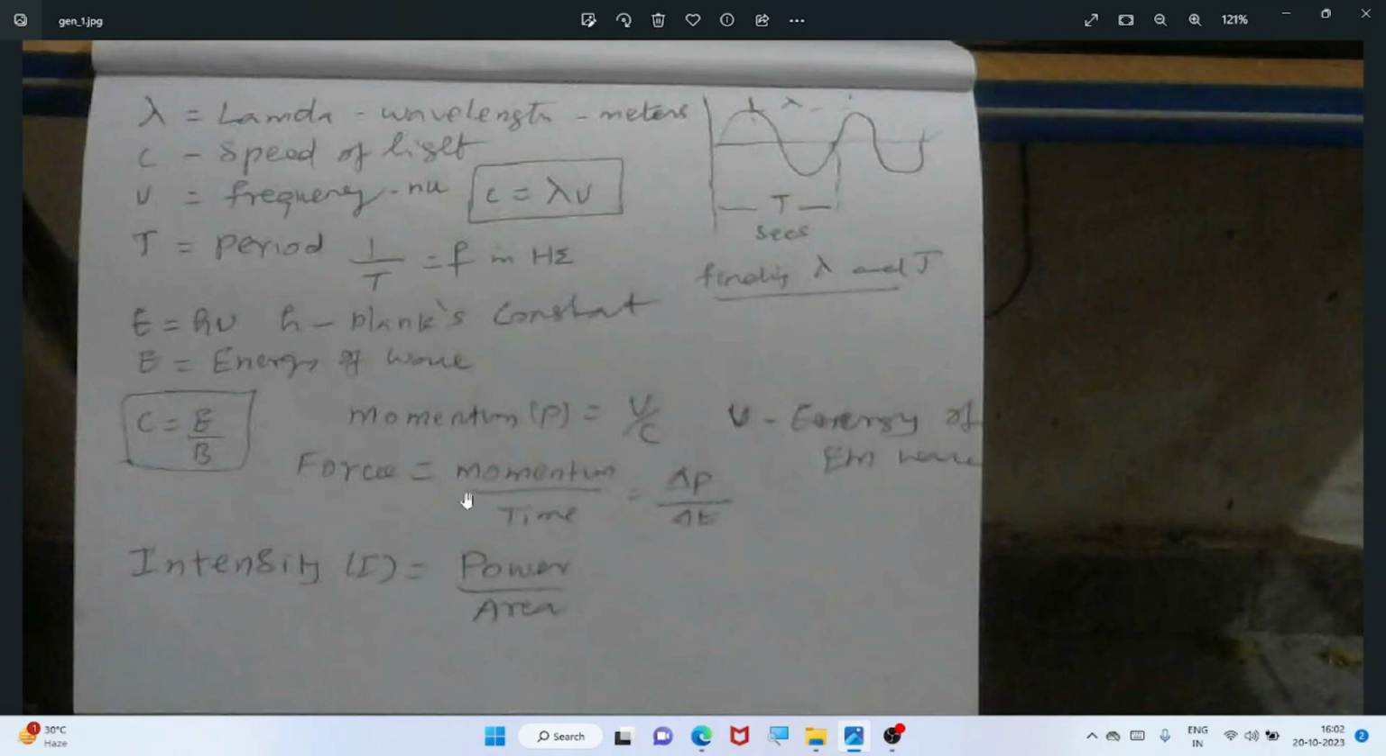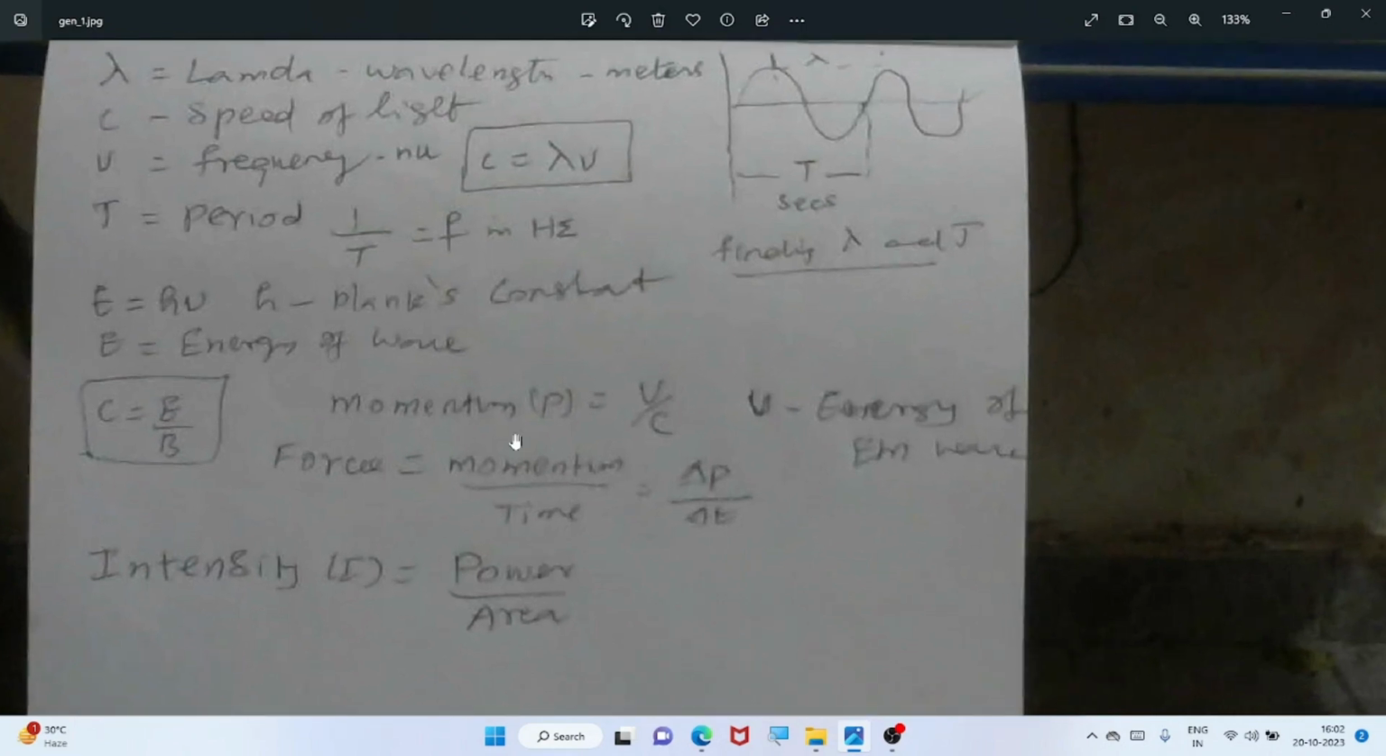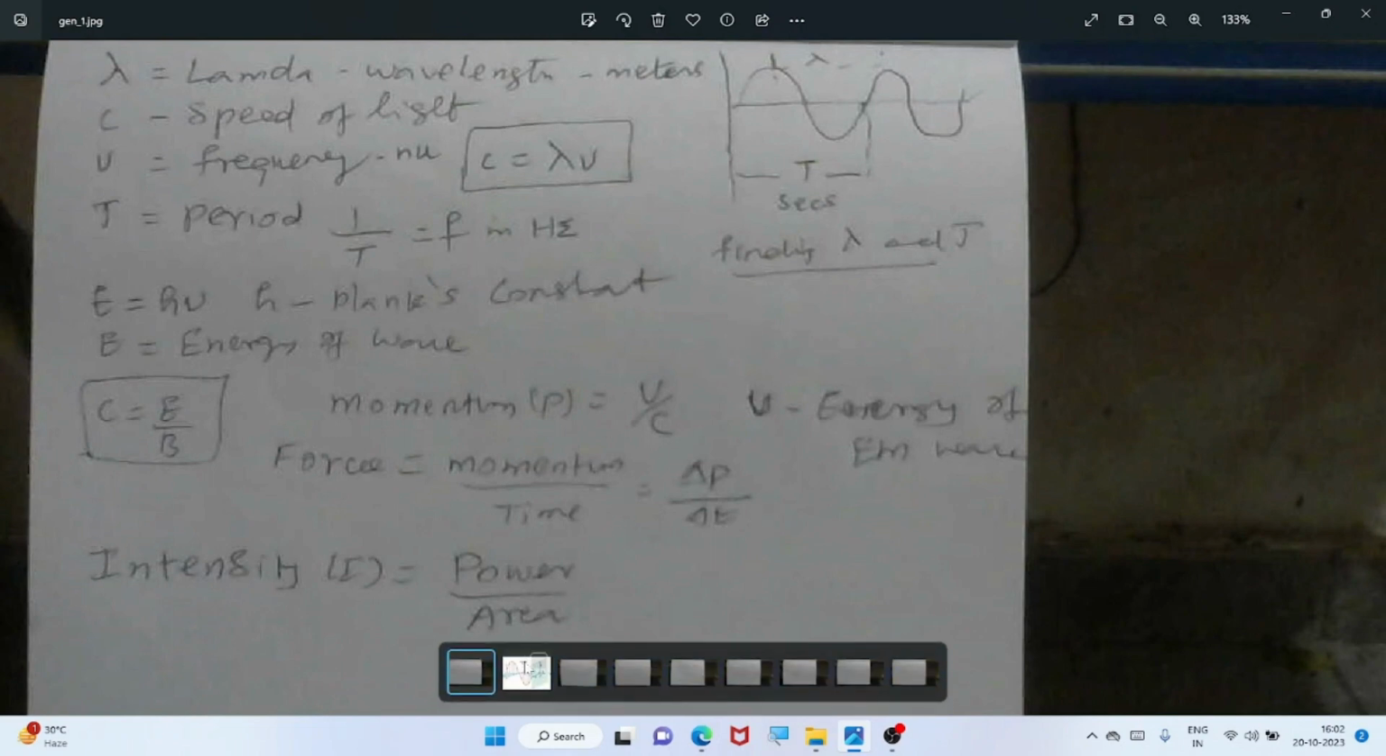Force is equal to momentum divided by time, delta P by delta T. Intensity equal to power divided by the area. These are the formulas given in this chapter.